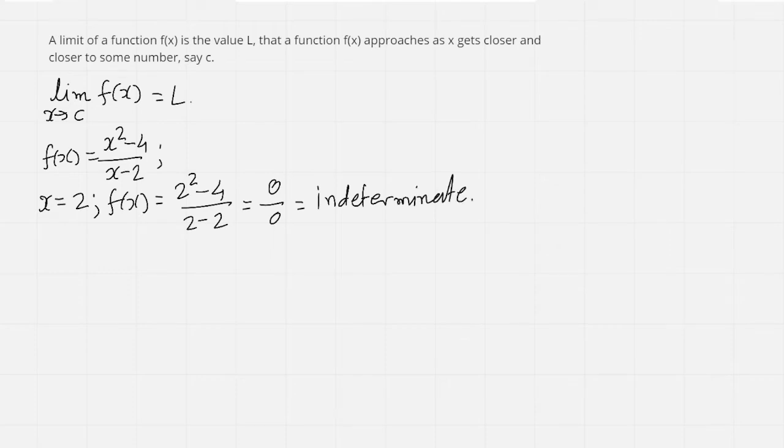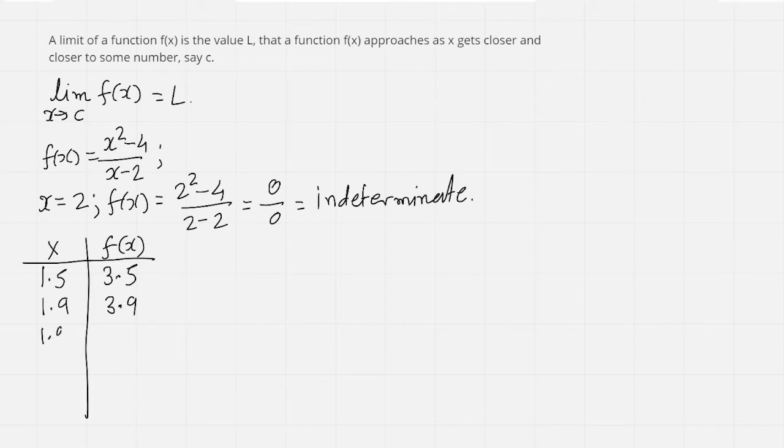So instead of substituting x is equal to 2 directly, let us try approaching it closer and closer. Let us take the values of x which gets closer and closer to 2 and then see what happens to the values of f of x. So when x is equal to 1.5, f of x is 3.5. Let us get a bit more closer to 2. When x is equal to 1.9, f of x is 3.9.